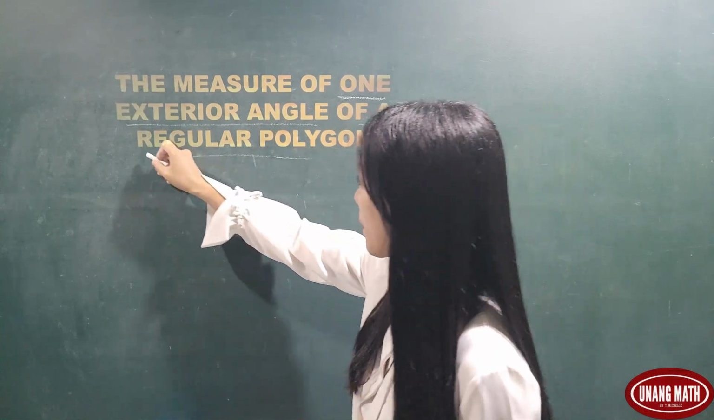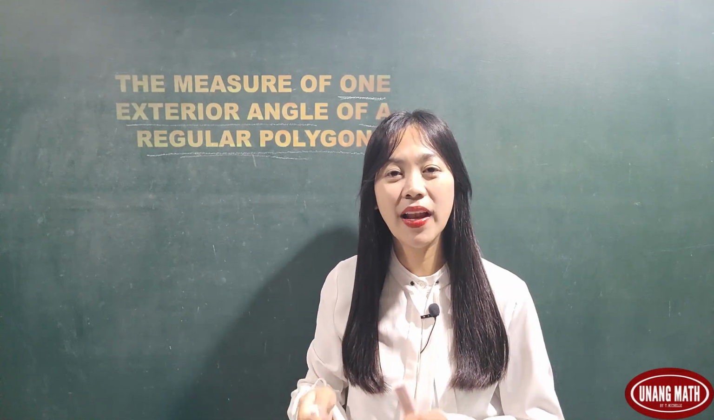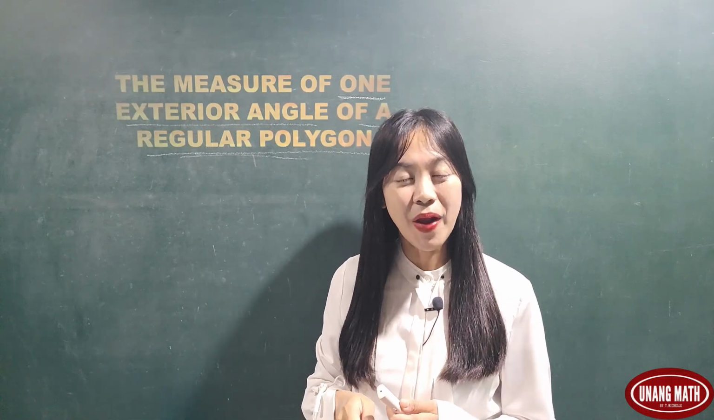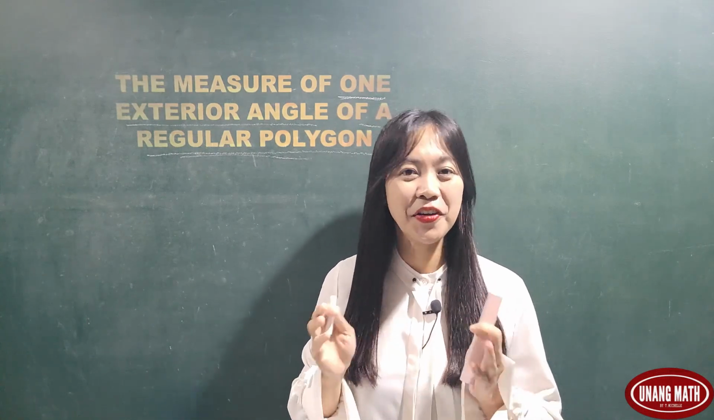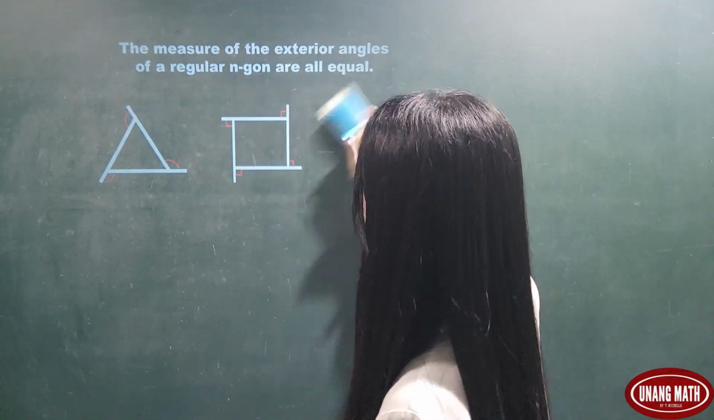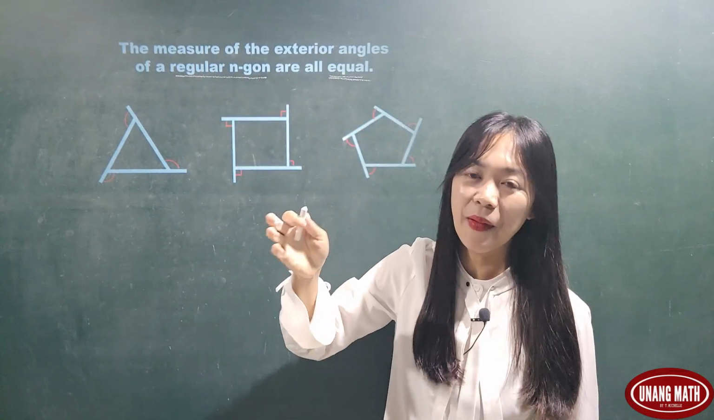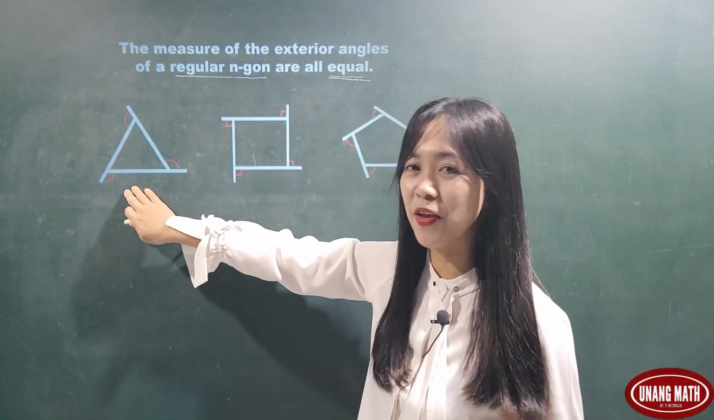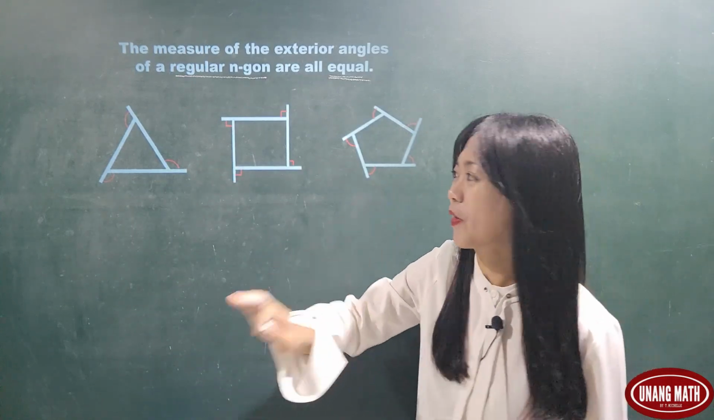We all know that regular polygons' sides and angles are equal in measure. That means the interior angles of a regular polygon are equal in measure, including the exterior angles. So the measure of the exterior angles of a regular n-gon are all equal. Let's take a look at these regular polygons. This is a regular triangle, square, and this is a regular pentagon.